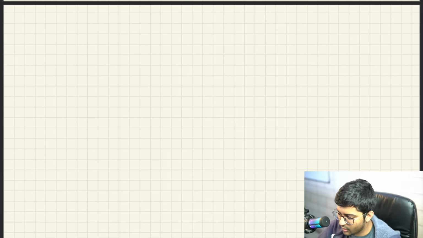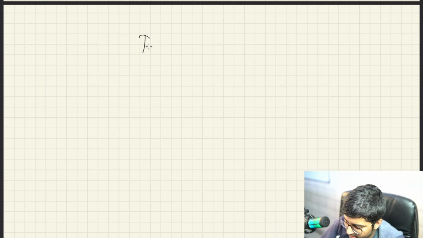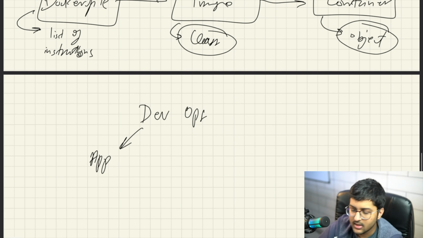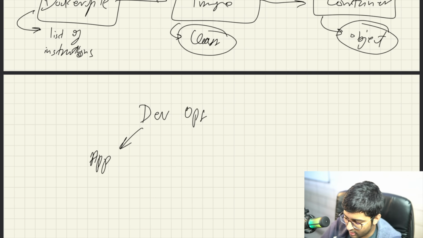But for now, let's talk a little bit more about what Docker does. When we're talking about this DevOps thing over here, you're doing two things. One is, let's say you made your own application, then you want to create a container out of it. So you want to create a Dockerfile, right?